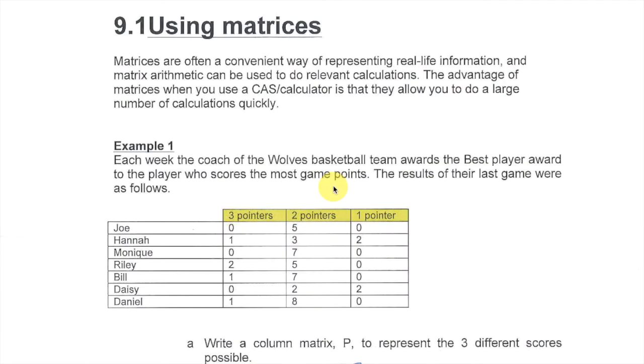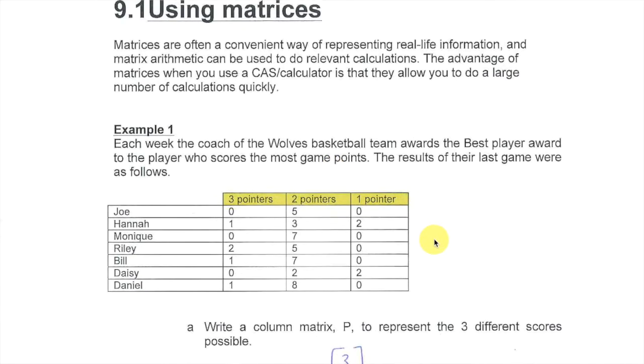Okay, so this is section 9.1, using matrices. At the end of this screencast, you'll be able to apply addition, subtraction, multiplication of two matrices, and scalar multiplication to real-life situations. So our first example here consists of a basketball team.